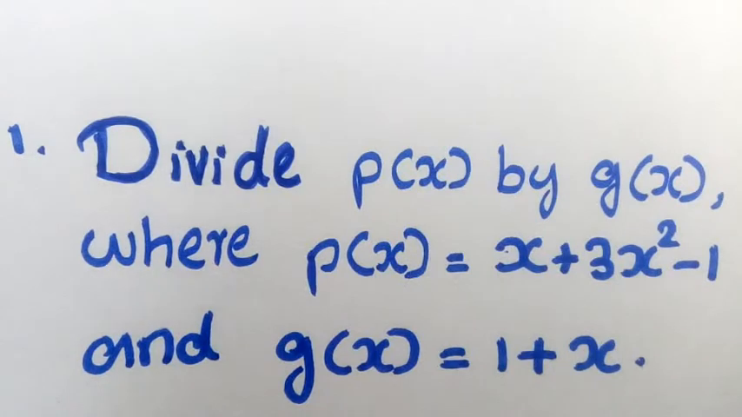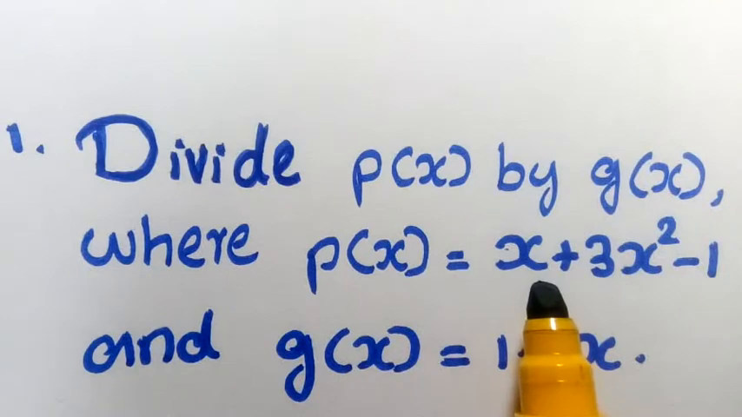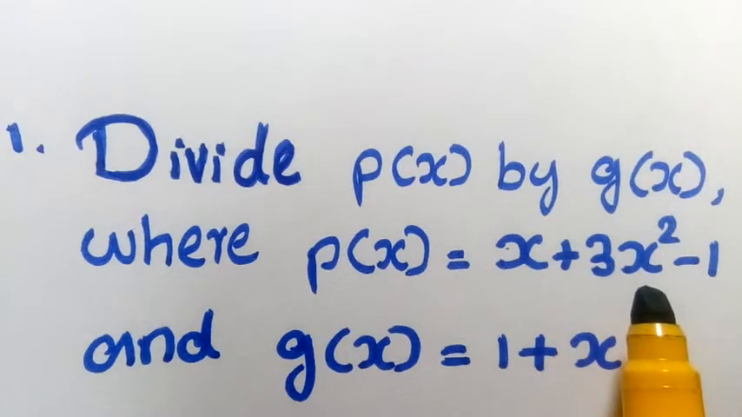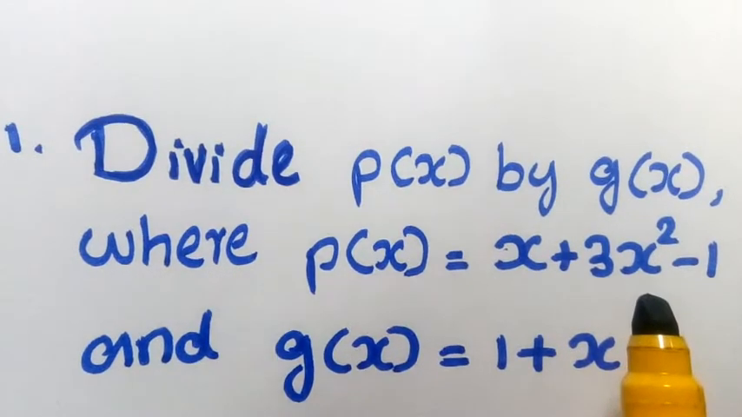First we need to write the dividend and divisor in the standard form. That is, arranging the terms in the descending order of their powers. Here, the power of the first term is 1 and the power of the second term is 2. They are not in descending order. Descending order means big to small. Let us arrange the powers in descending order.